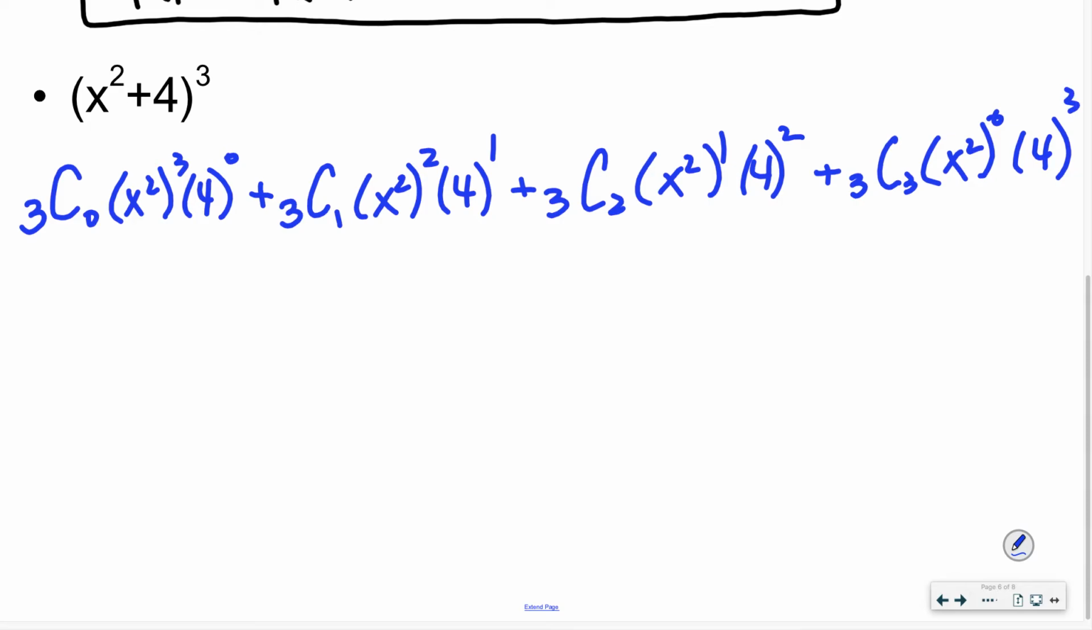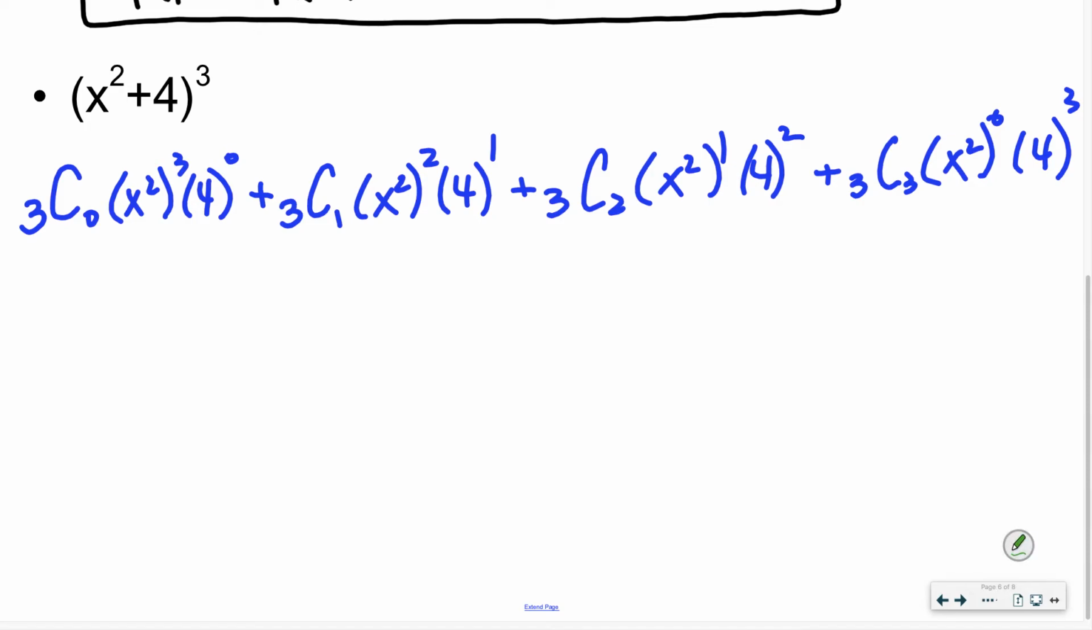Okay. Do your 4 terms match mine? What I wanted to talk about in this example, as we have it set up right here, is that these exponents are adding up to 3. And once again, our second exponent matches the number in our combination. However, when we get this all multiplied out, that's not going to be the pattern anymore because we have that x squared raised to a power. But at least when we set it up, we should see those patterns happening.